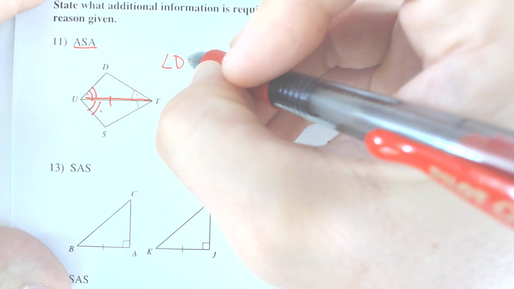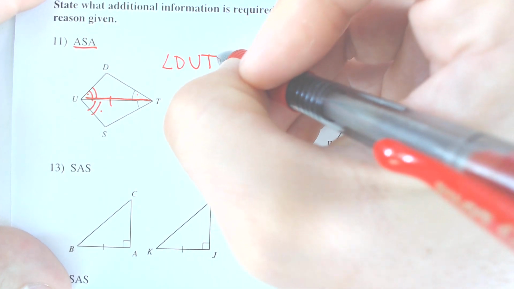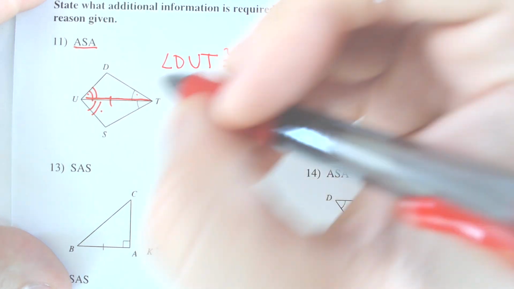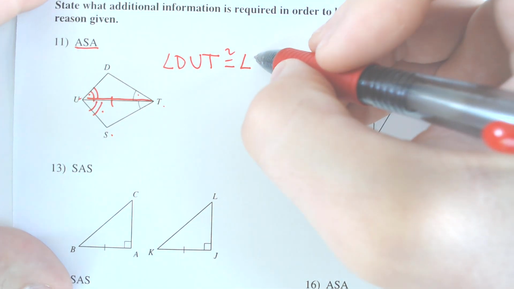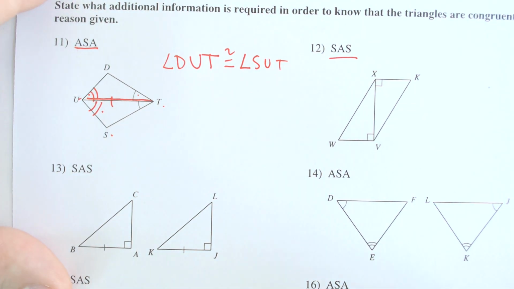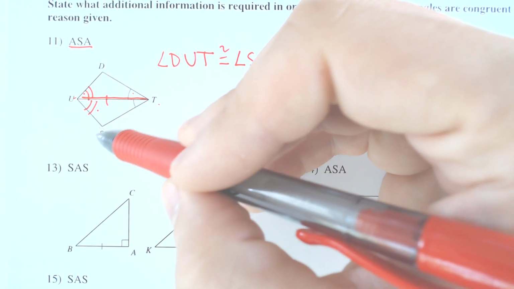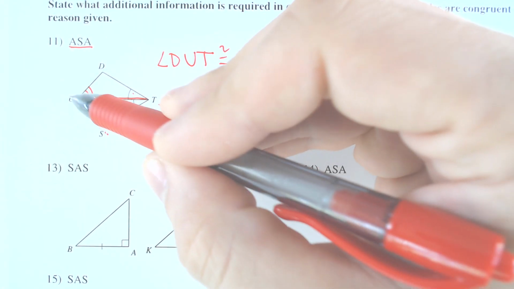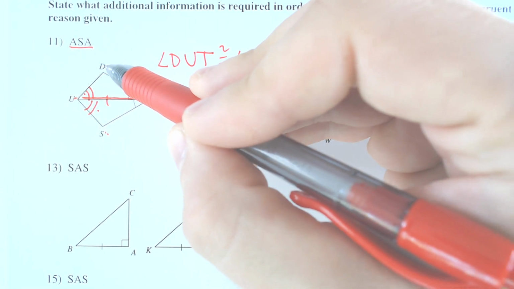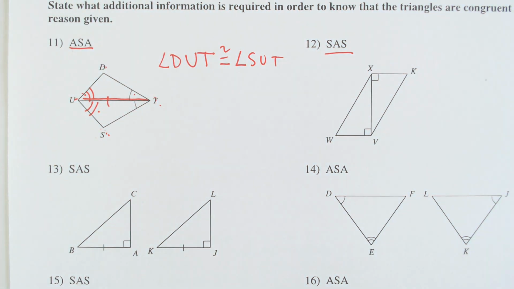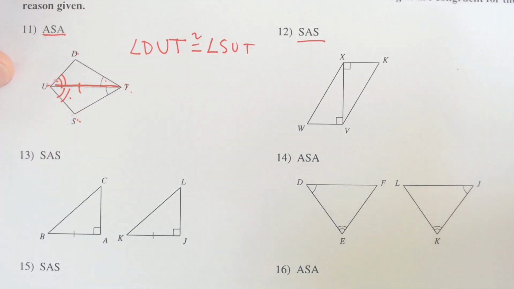It's going to have to be angle DUT must be congruent to angle SUT. Make sure you're going in the same order. That way it has cohesion and it is a congruency statement. So we went from the bottom to U to T, then we went from the top to U to T, following that pattern, so to speak. Let's try the next one.